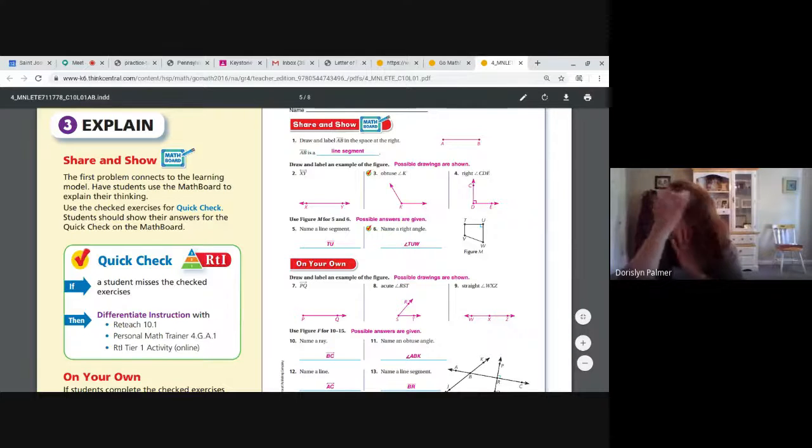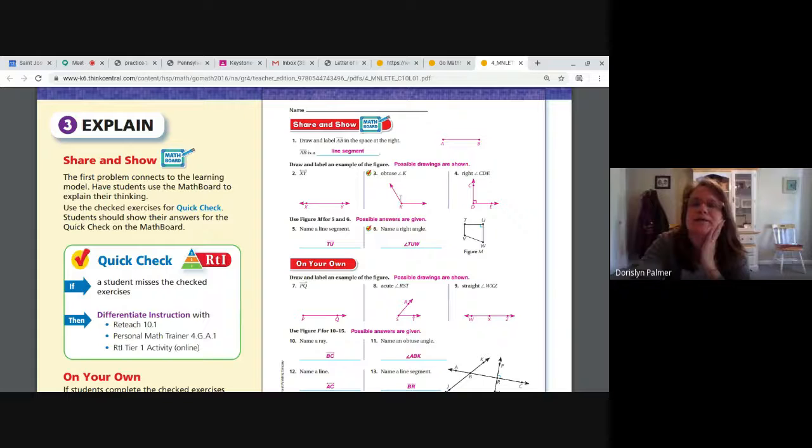See, like the angles at number three, that has arrows on the end. So number three, they wanted you to draw obtuse angle K. K has to be at the vertex. So there's a point K, and you want this to open up wider than what a right angle would be. All right. And it has to have the two arrows at the end.